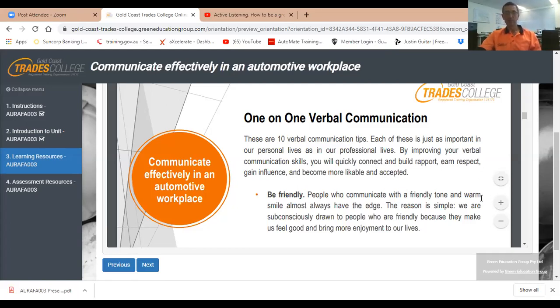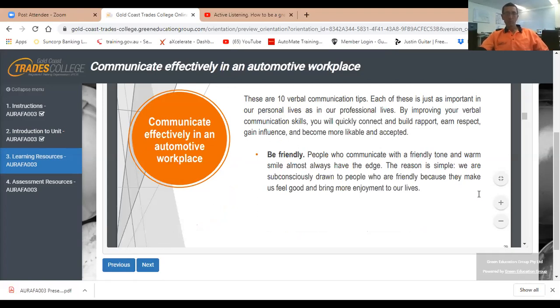So, number one, be friendly. People who communicate with a friendly tone and a warm smile almost always have the edge. The reason is simple. We're subconsciously drawn to people who are friendly because they make us feel good and bring more enjoyment to our lives. So be friendly, it'll improve your communication.